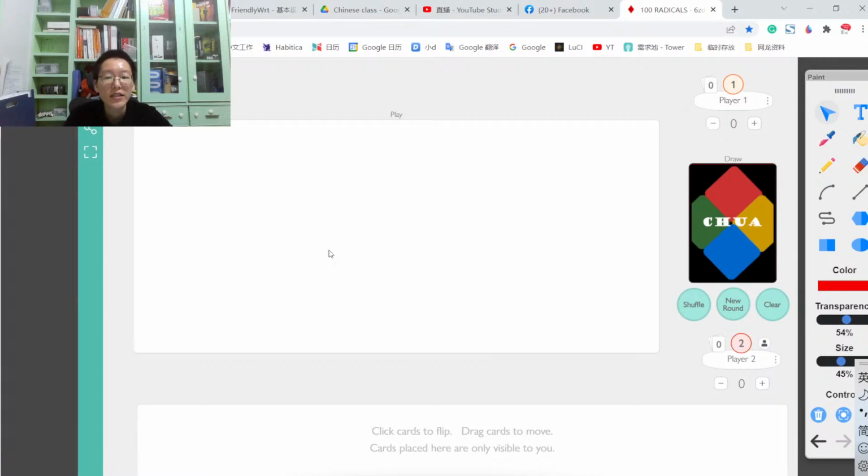Okay, so this game, we made it according to the Uno rules. So basically, we obey the Uno rules to play these cards. I will tell you how to play it. Okay, then we can start.